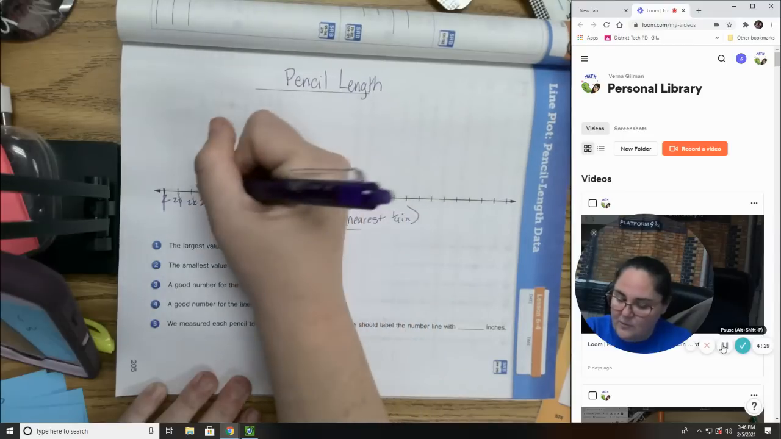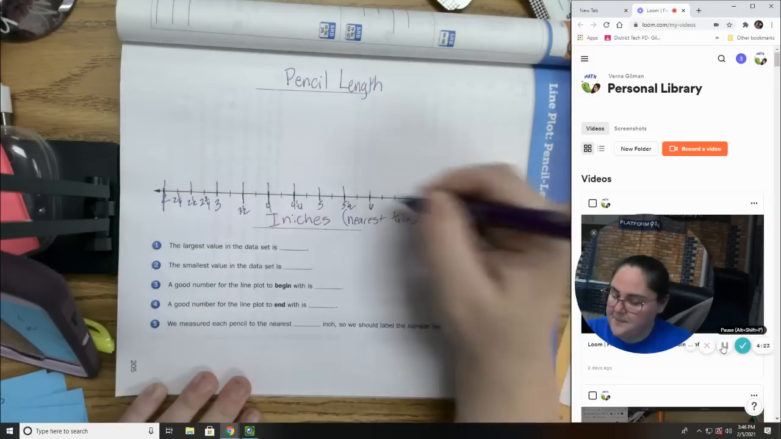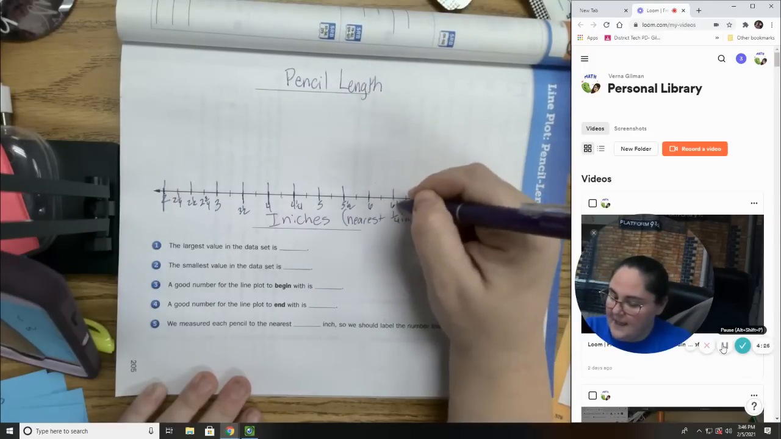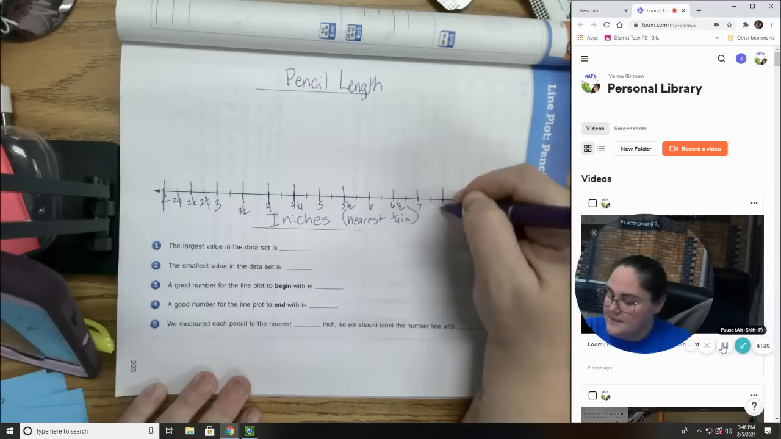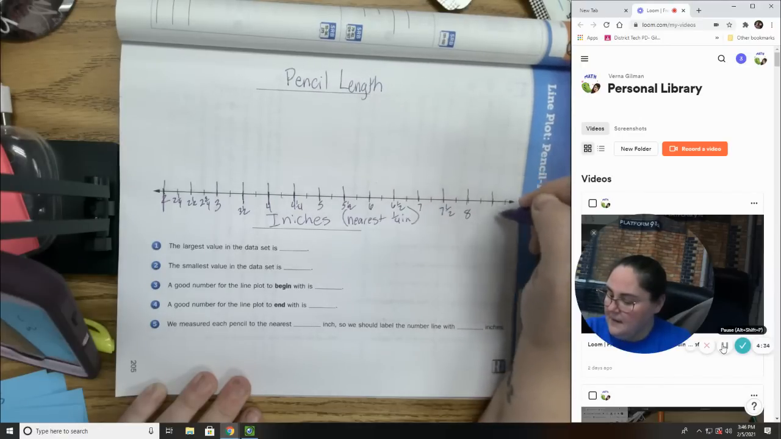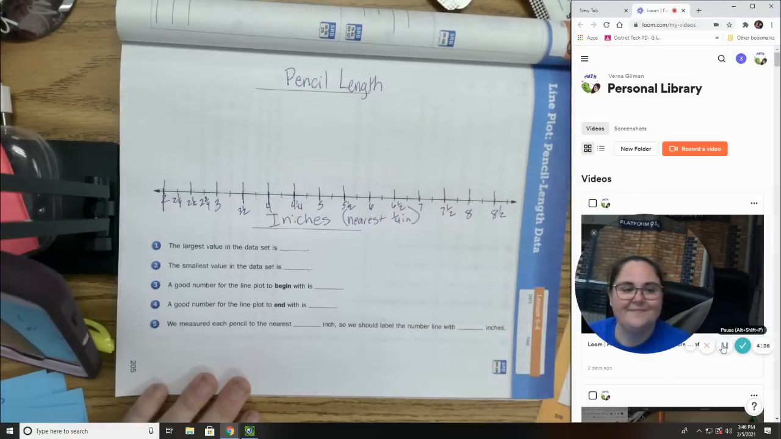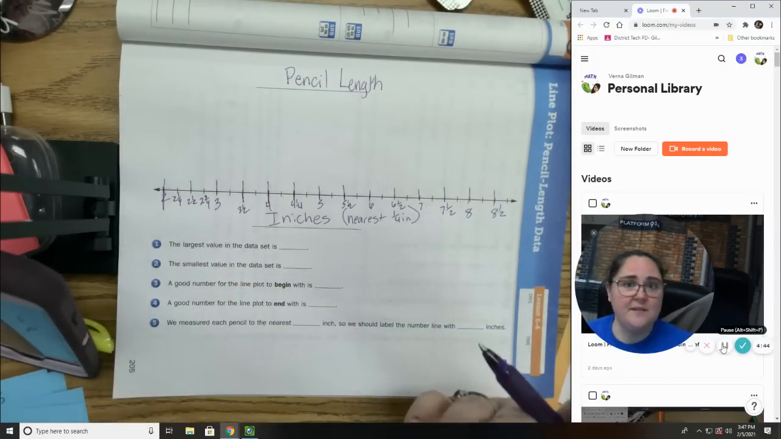And it kind of looks like a ruler. You know how on a ruler the lines are a little taller, right? 6 1/2. 7. 7 1/2. 8. 8 1/2. All right. Now, we are going to put the data on the graph. The reason why I started with 2 is because I don't have a pencil smaller than 2.